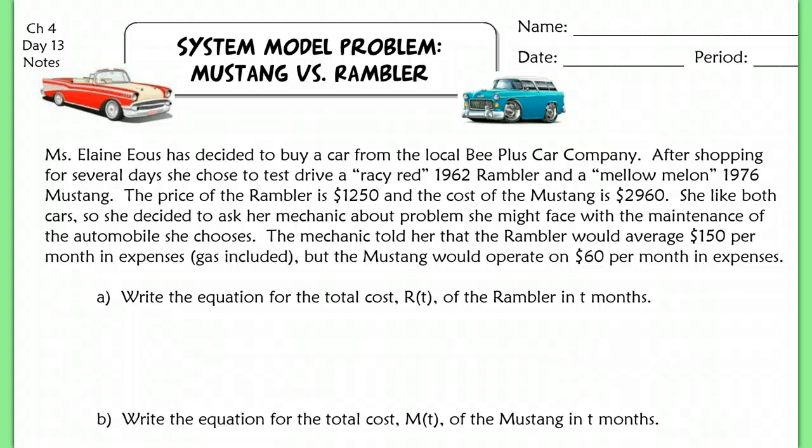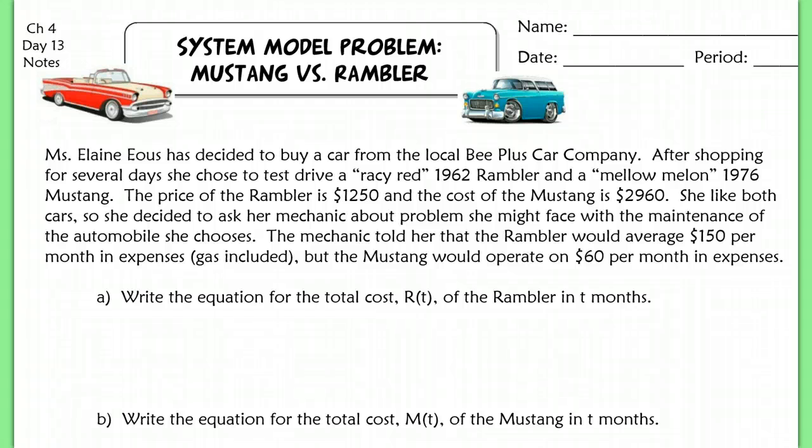This lesson is for day 13. We're going to be working with system model problems. So this particular problem, we're going to go through just one example, and then tomorrow you'll do something very similar to this as well as some bookwork problems. But it's a system of equations, and we're going to find the intersection of the two lines that represent the cost, in this case, of a Mustang or a Rambler.